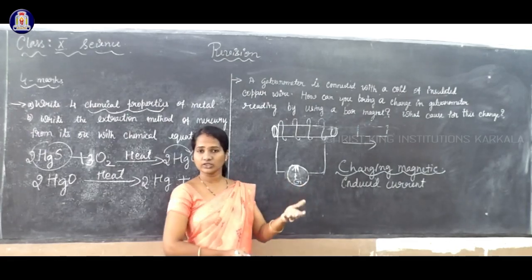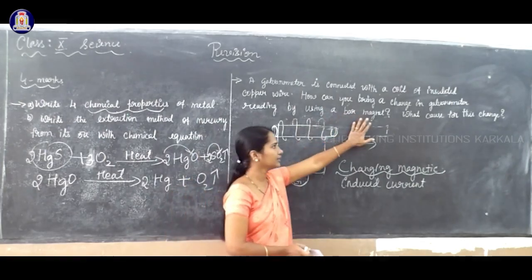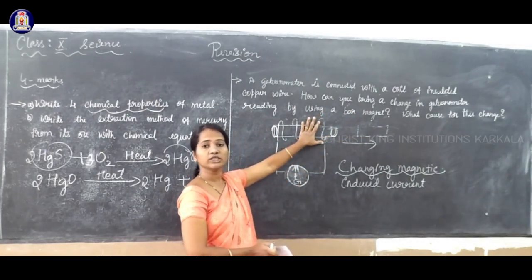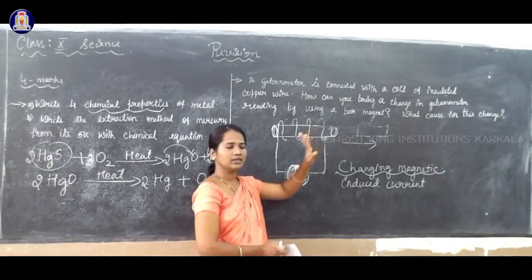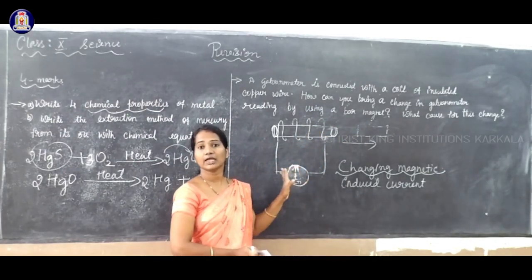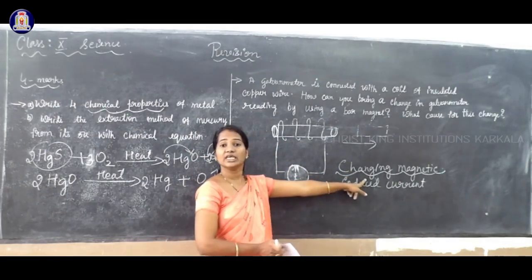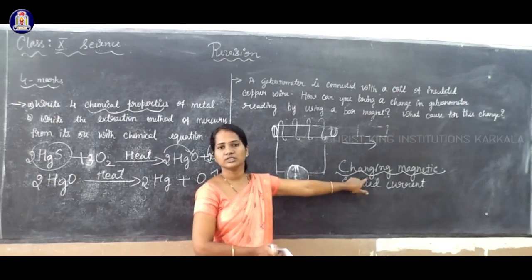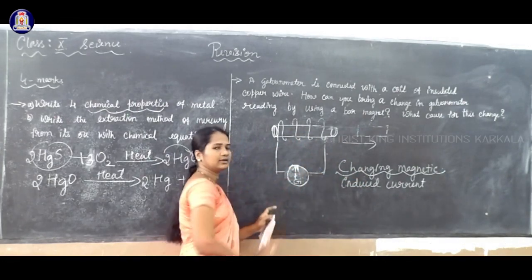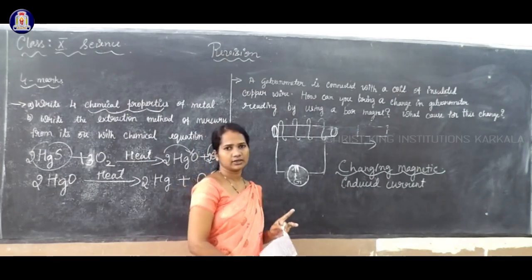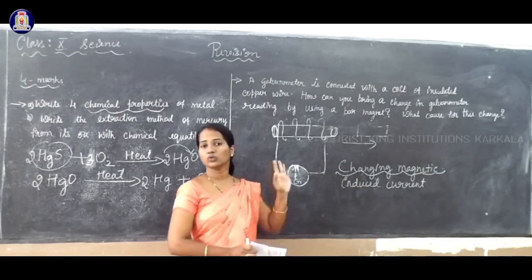You may get a question: when can you not see the deflection in the needle? When the magnet and the coil both are stationary, when both are not moved, then there is no deflection in the galvanometer. What is the reason behind this? Changing magnetic field. A changing magnetic field produces current in the conductor, induced current in the conductor. There should be a change in the magnetic field, otherwise there is no current.